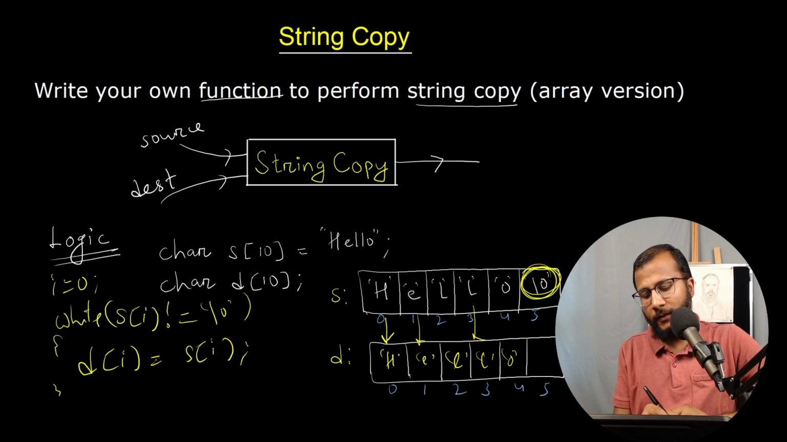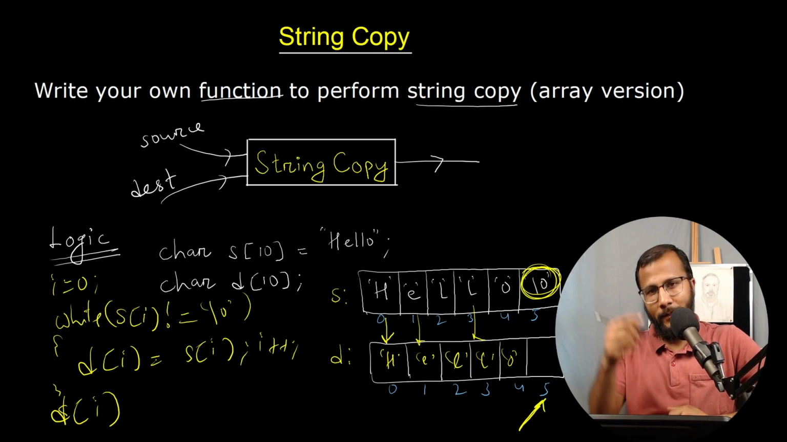At the end of the loop, what I do is I'll have to make sure that in my destination string at index i, which is now 5, I put the null character. Also one more thing, I have to increment the i in the loop, because each time i should be incremented, otherwise I'll not be able to advance in the array.